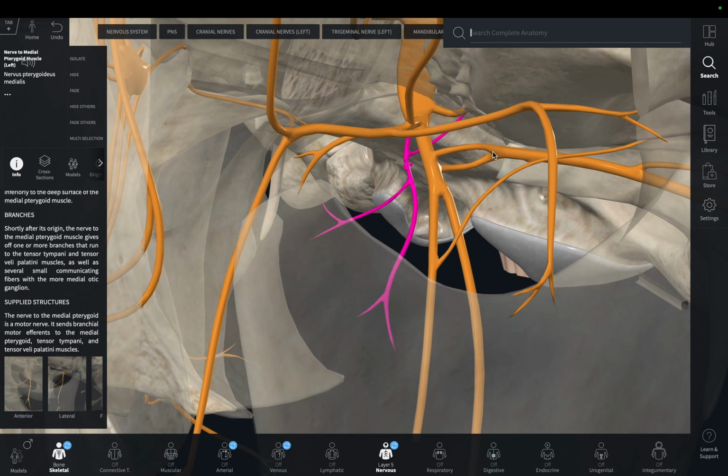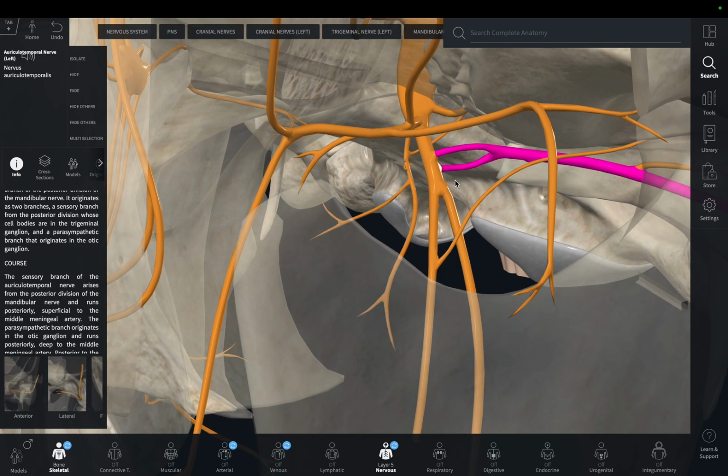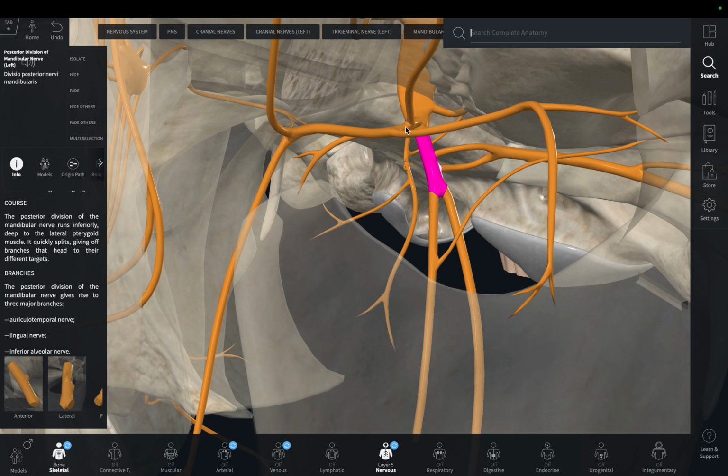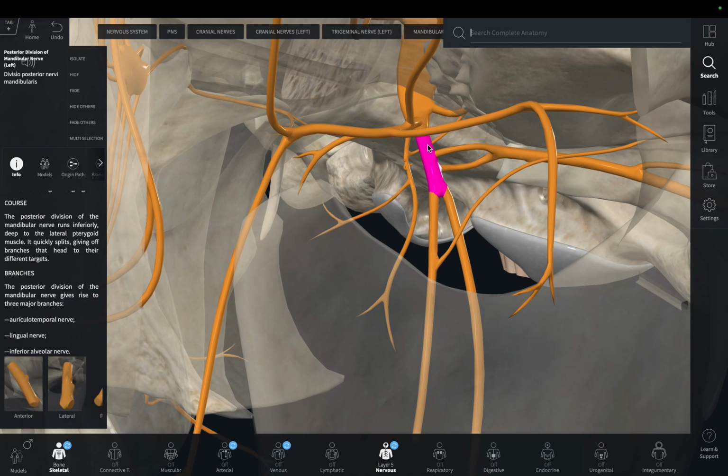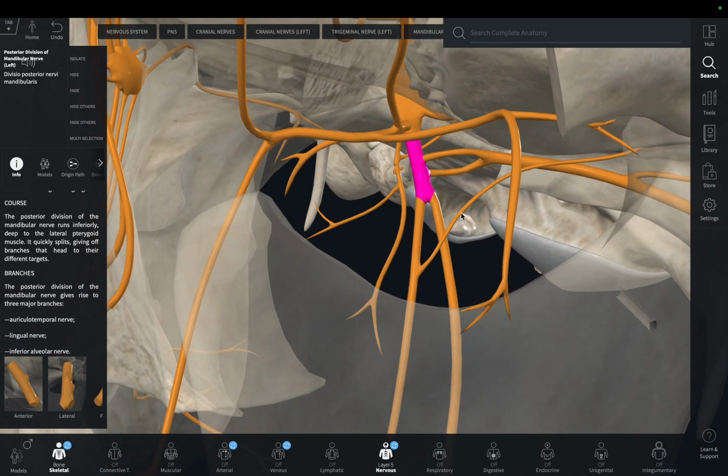The nerve then splits off into anterior and posterior divisions. The posterior division is primarily sensation and gives off 3 branches. The anterior division is primarily motor and gives off 4 branches. We'll go through the posterior division first. The posterior division has 3 branches.